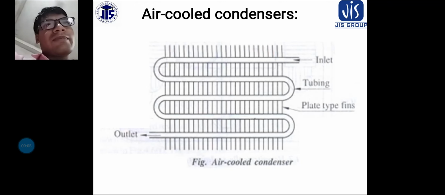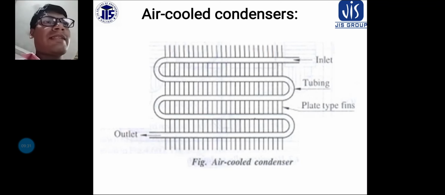The use of this type of condenser is limited to small units such as domestic refrigerators and small water coolers, which use vertical wire and tube or plate and tube, and it requires very little maintenance.